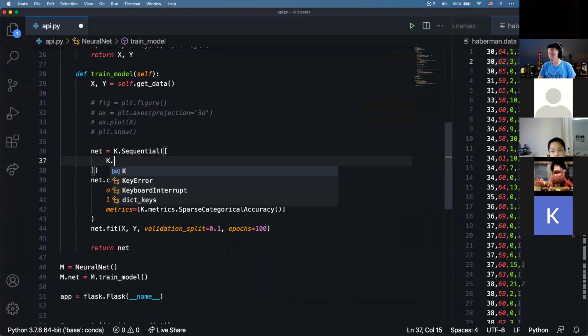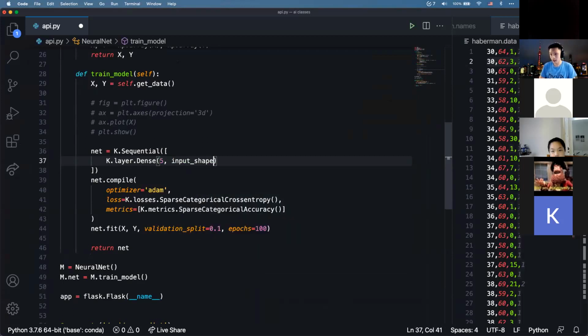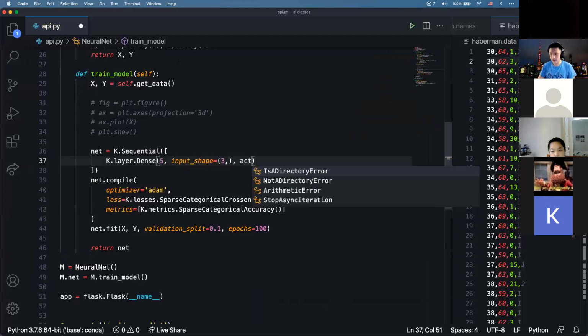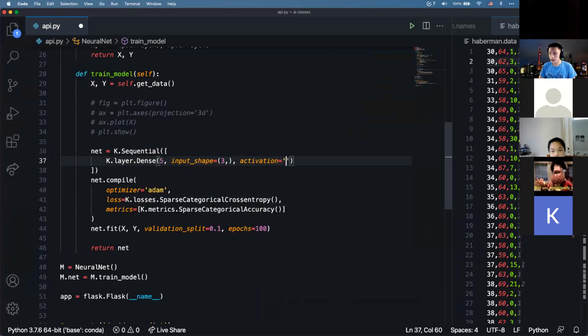So in terms of Python, the syntax for this, you don't have to worry too much about. But since we said we wanted 5 in the next layer, we have a dense layer of 5 here. And then we need to specify that the input shape is 3 because we said that there were 3 inputs. And let's say that the activation, and this is yet another hyperparameter.